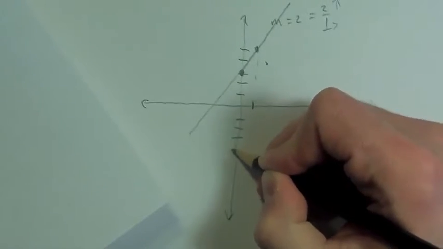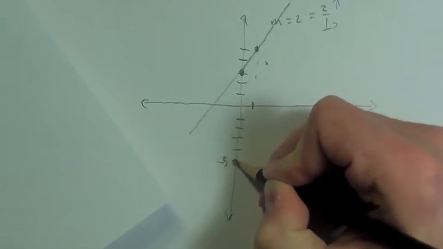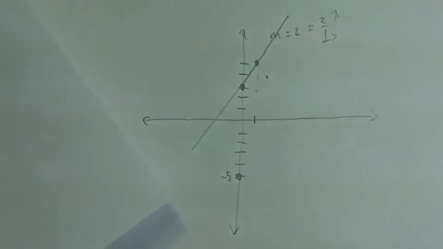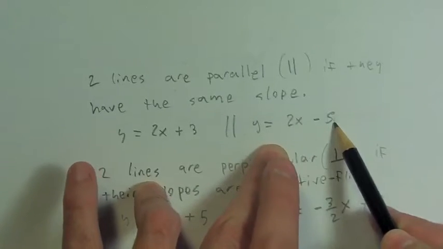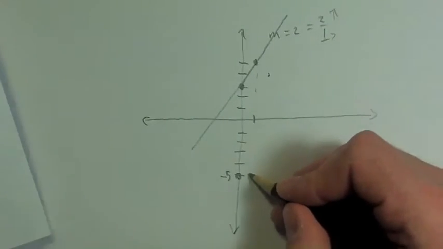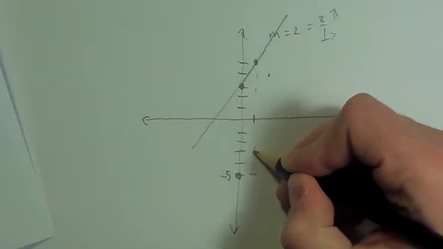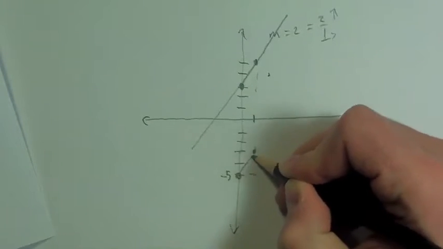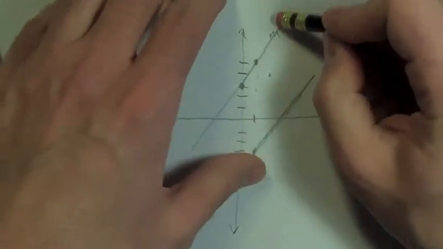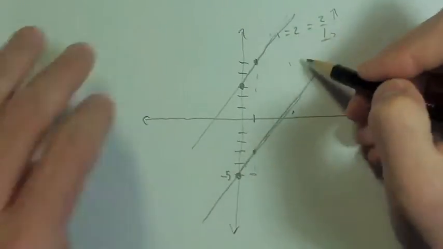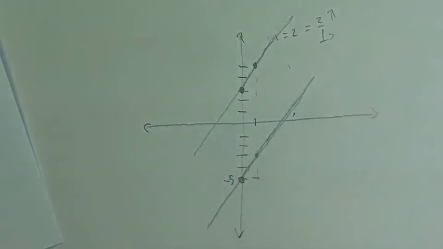Then if we go down to -5 and start a new line and give it the same slope, that's what the second line is. Its y-intercept is -5, its slope is 2, so we go over 1, we go up 2. And again, I didn't draw these perfectly, but you can kind of see that if we did this on a real grid, we have two parallel lines. So these lines are parallel.